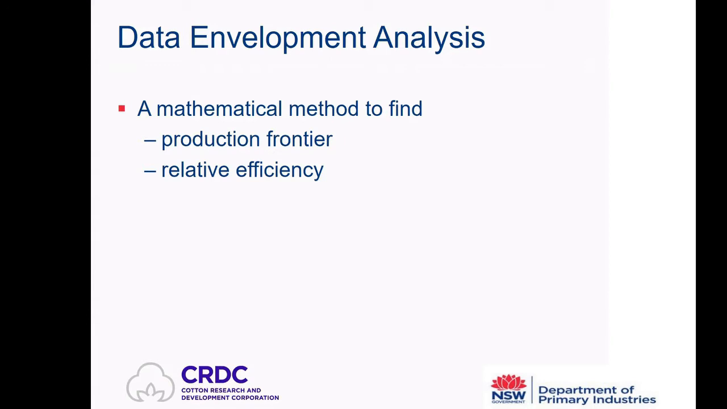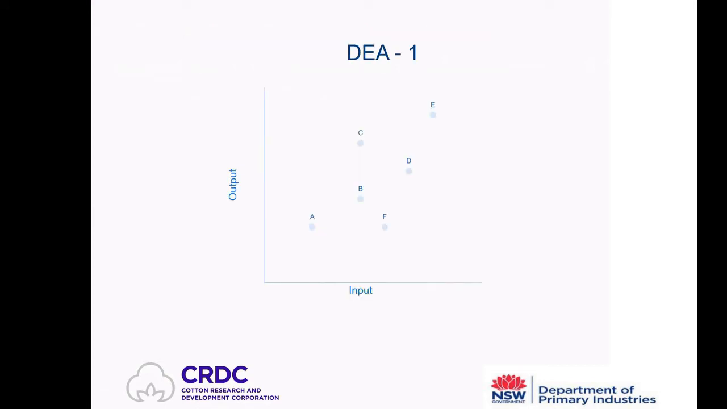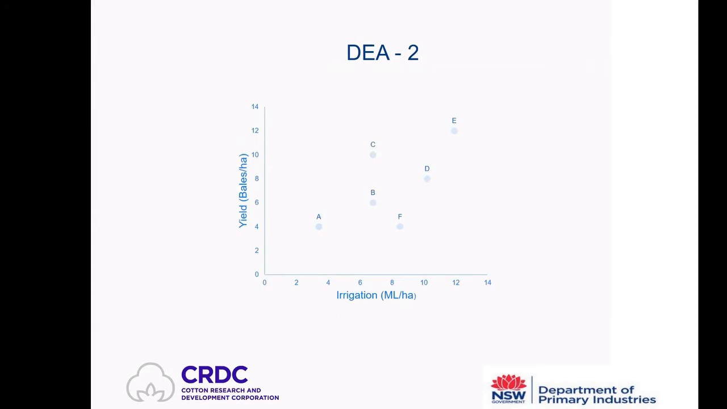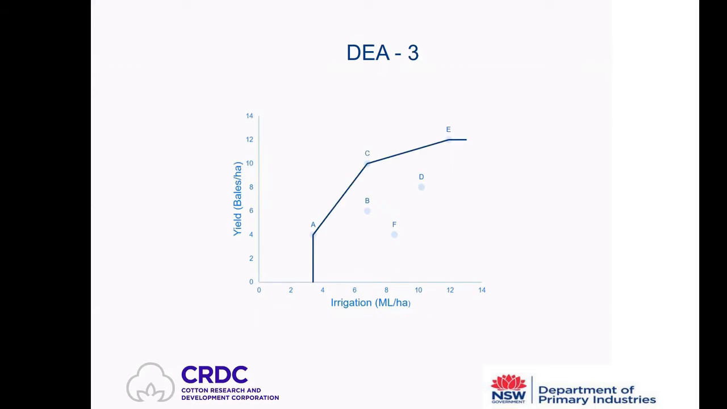So DEA is a mathematical method which finds the production frontier and the relative efficiency of firms or entities within the area that we're working in. So let's have a look at a quick example. If we consider 6 firms using inputs to produce outputs, A, B, C, D, E, and F, we can draw a frontier, and their inputs are irrigation, megalitres per hectare, and yield, bales per hectare. We can draw a frontier around those who are using the most water most efficiently to produce that cotton. And we can see that in this picture with the black line.